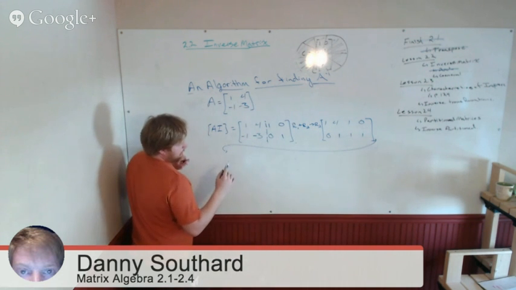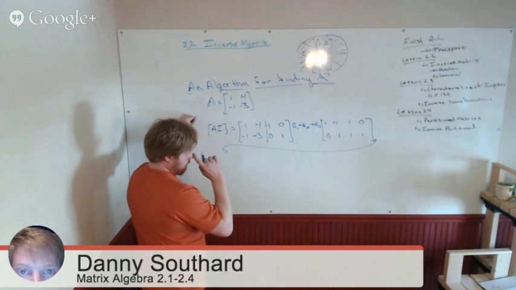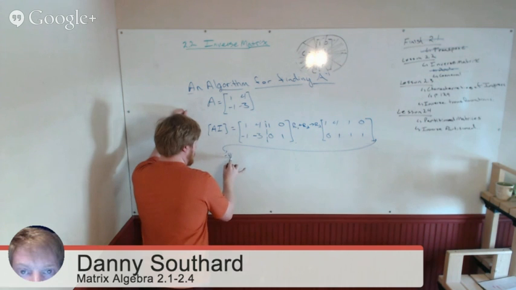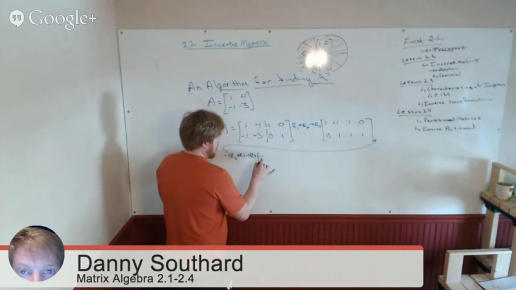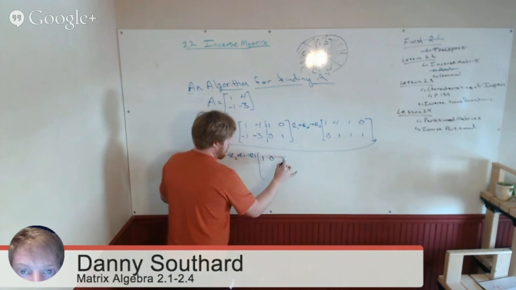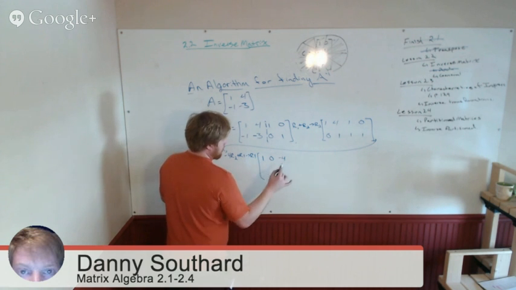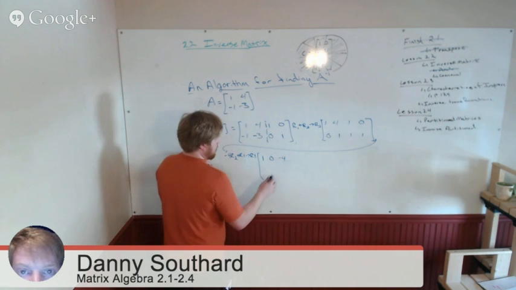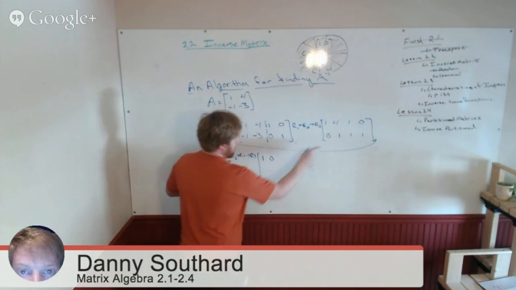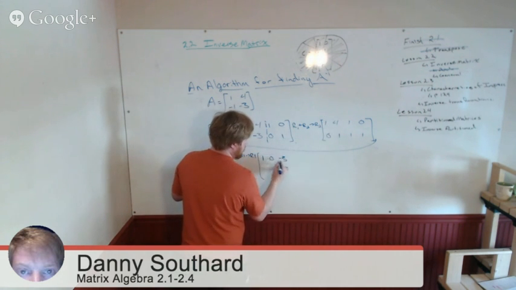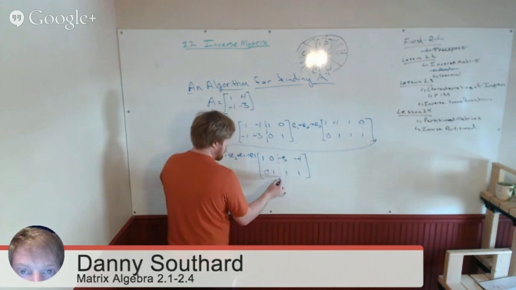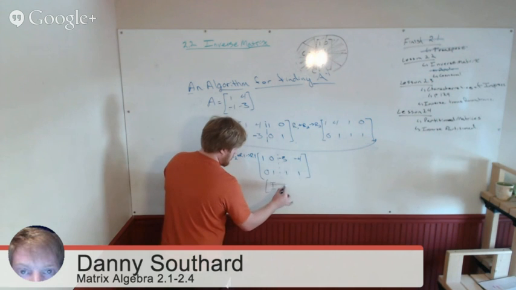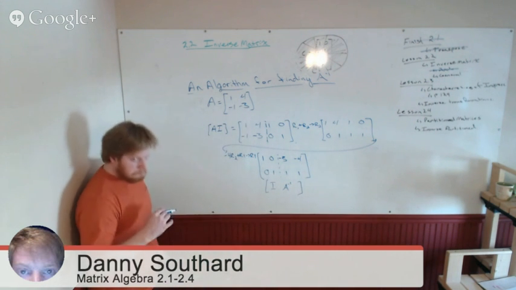Coming back this way, we'll now do -4 row 2 plus row 1 to get row 1. Right? So we get 1, 0, -4. Oh, whoops. Let's see, -4 row 2, it's -4 plus 1 is -3, -4, 0, 1, 1, 1. So here's I, and here is the inverse of A. All right, very cool.